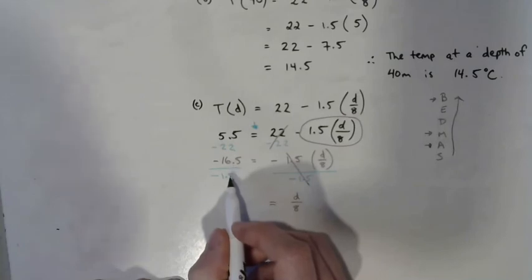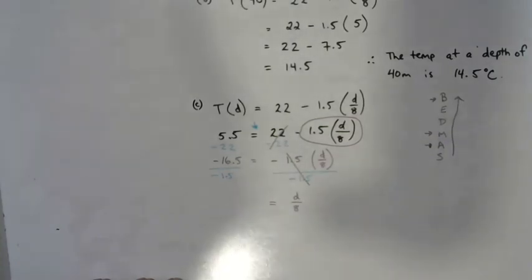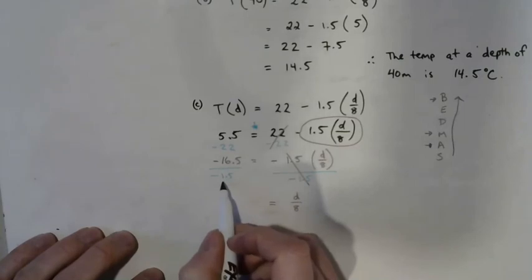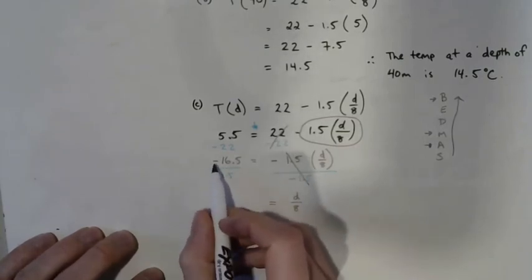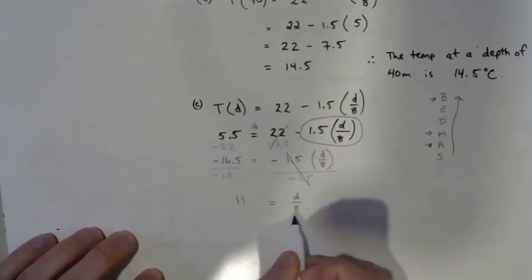And on the left-hand side, 16.5 divided by 1.5. I could do that now, or I could leave it until later. For this example, I'm going to do it right away. 16.5 divided by 1.5 is 11. And a negative over a negative, two negative factors, that creates a positive. Okay, so now we have 11 equals d over 8.